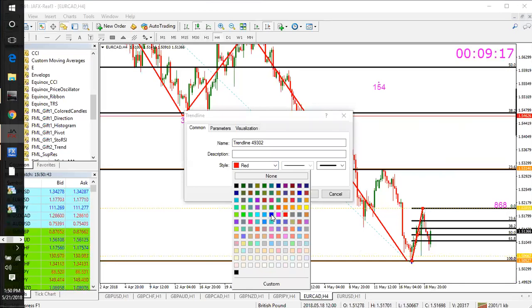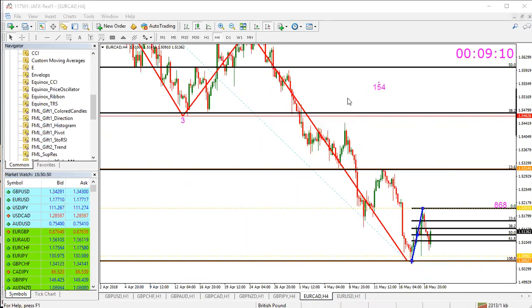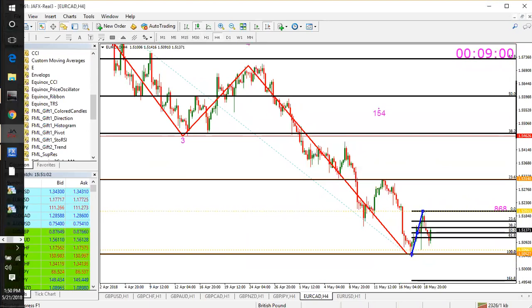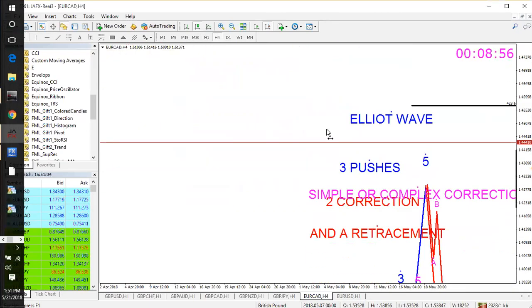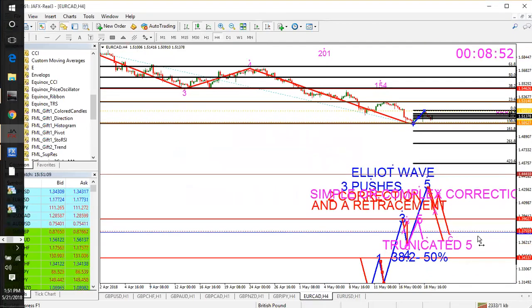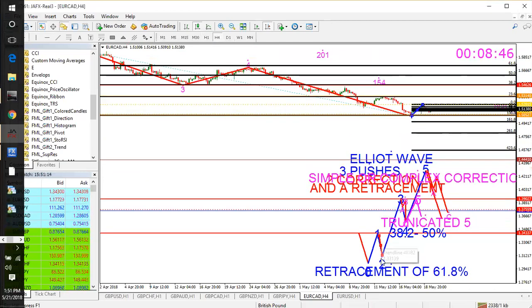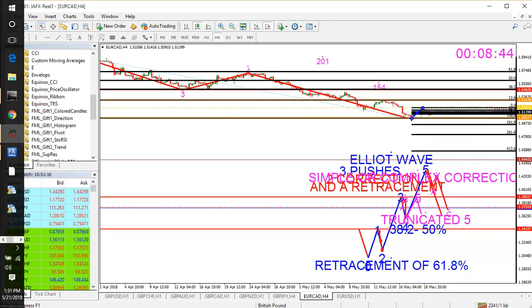So just unmute yourself because I want to ask a question right now. How do you know if this correction is over? Who is on? Want to give it a try? For the first correction to be over, where does price have to get to on our fib level? For you to have your two established, where does price have to get to?